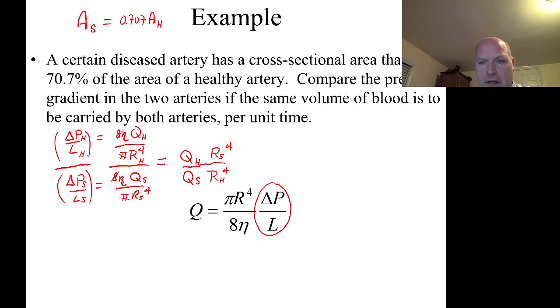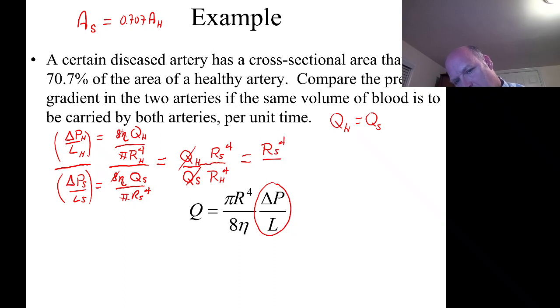Okay? Now, so far, we haven't done anything about this area being different. Compare the pressure gradients in the two arteries if the same volume of blood is to be carried by both arteries per unit time. Oh, that's telling us that Q healthy is equal to Q sick. So they cancel too. So all we have left is the ratio of radii to the fourth, like that. Okay?